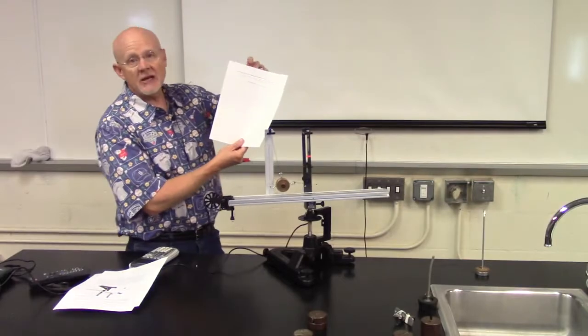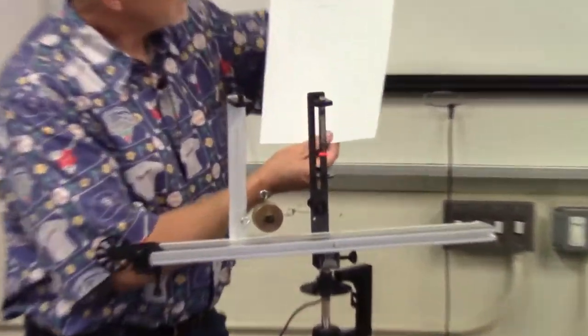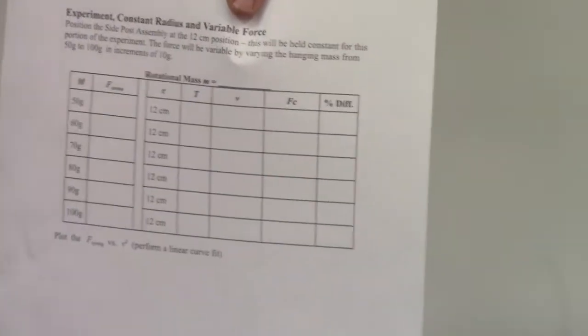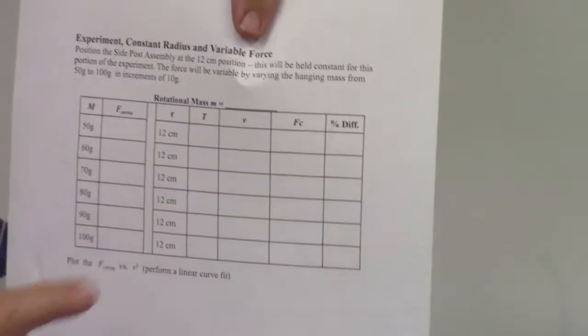So looking at our data sheet, what would be the radius? And your author types 12 centimeters. And we're going to actually perform this experiment, as you can see, 6 times. Okay, this is what we're filling in and turning in. You're going to turn in this, and I'll show you a graph. So there's 2 sheets you're going to turn in, this and a graph.